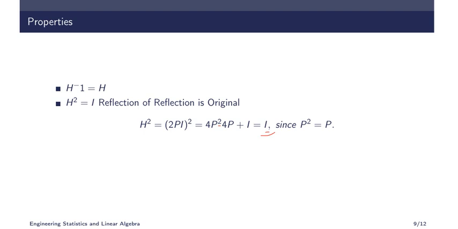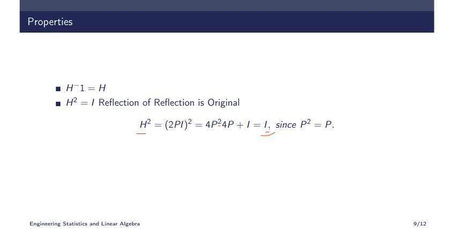Just like in a mirror, if you see, you are the person original, your reflection is on the other side of the mirror, and if you consider the reflection of that mirror, it is you yourself. So like that, H square is equal to I. So this is about the three general matrices for operation. Now we will see this one in GeoGebra.